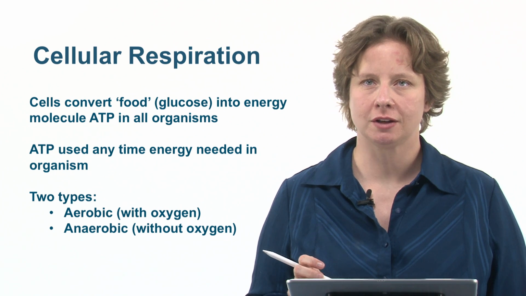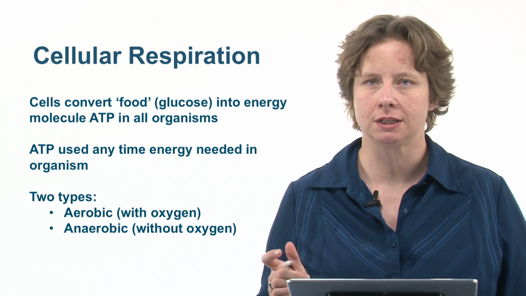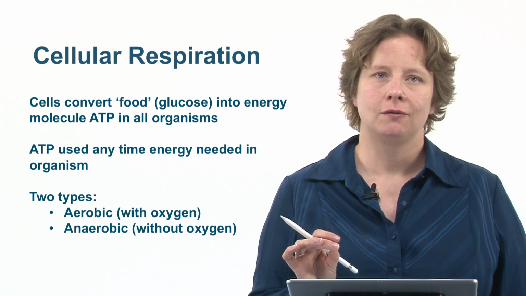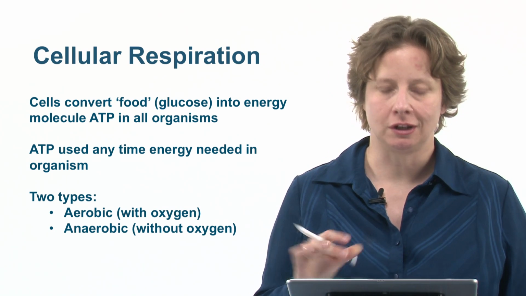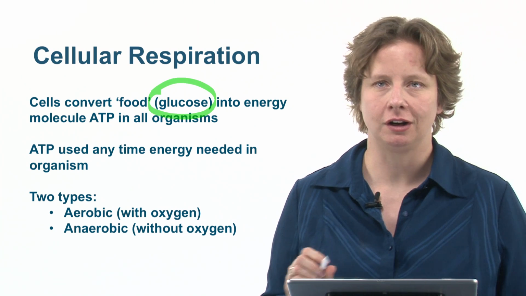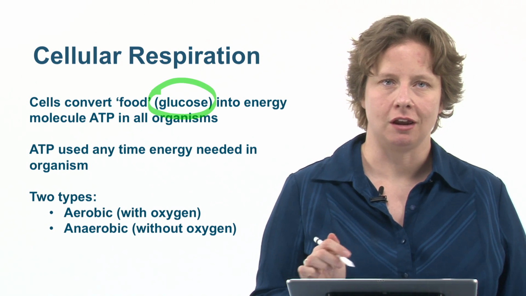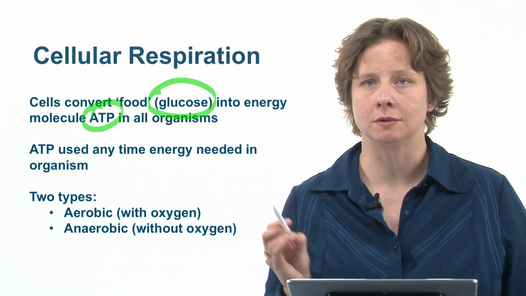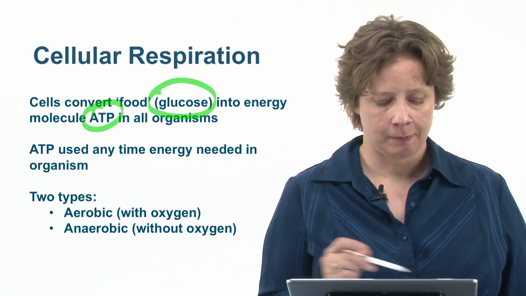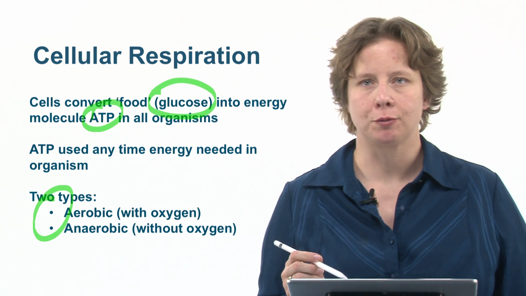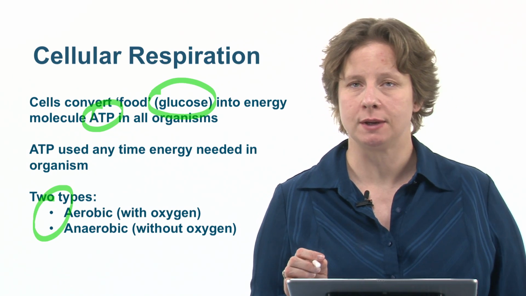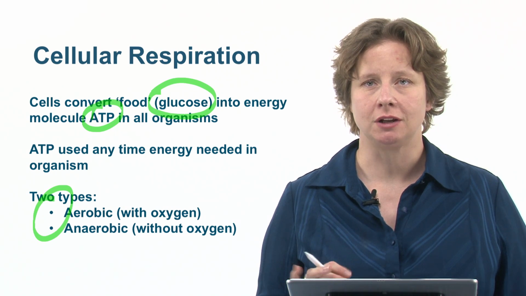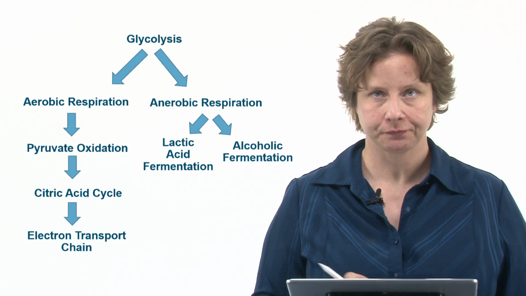In this unit we're going to talk about cellular respiration, which is a process crucial to all living things in that food energy, usually in the form of glucose, is converted into chemical energy in the form of this molecule ATP, which is used by all organisms for when they need energy. There are two types of cellular respiration. One is aerobic, which means in the presence of oxygen, and the other is anaerobic, which means without oxygen.